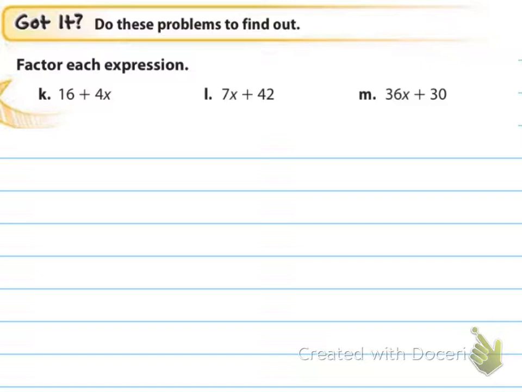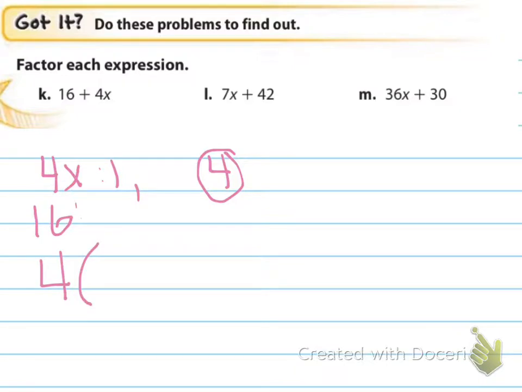So for K, we've got 16 and 4x. Remember, I'm always going to take the smaller number and factor that. So I know that this is going to be 1 times 4 times x, but remember, we're just not going to think about that right now because it's just a multiplication problem. And is 4 a good number to work with 16? It is, so I know that that's the number I'm going to use to factor out. So immediately I put that on the outside of my parentheses.